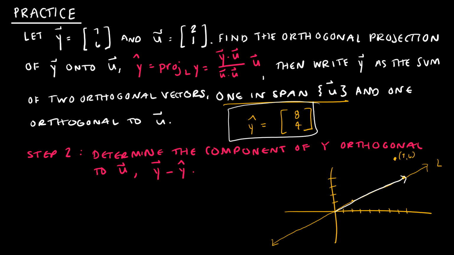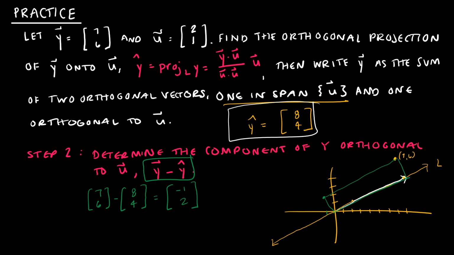So let's take a look. All I have to do is use this formula that says (7, 6) minus (8, 4), so y minus y hat. 7 minus 8 is -1, 6 minus 4 is 2, so (-1, 2). Now if I think about the parallelogram rule, this makes perfect sense. So what I have found is the projection of (7, 6), so (7, 6) is this guy. I have found the projection and the component that are orthogonal to one another.